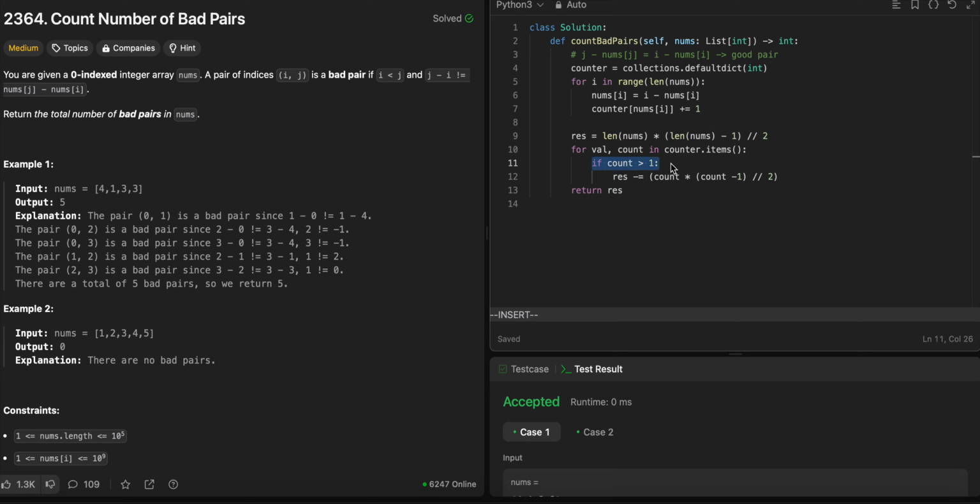If I find a counter greater than 1 — a counter of 1 means I only saw that number one time, so that number paired with anything else is going to be a bad pair — otherwise, for numbers that appear more than one time, I remove their pair count, which is count multiplied by count minus 1, divided by 2. Removing that pair count from the total gives you the number of bad pairs, because these are good pairs that I'm removing from the total. Then I return res. The time complexity is O of n. I hope I explained it properly. Thank you for watching, and see you in the next one.